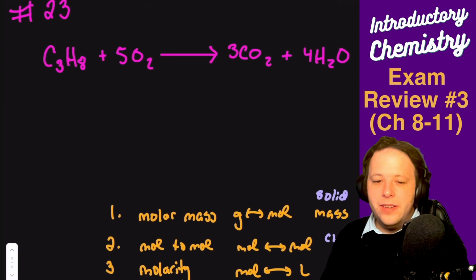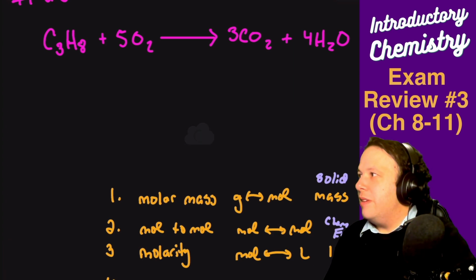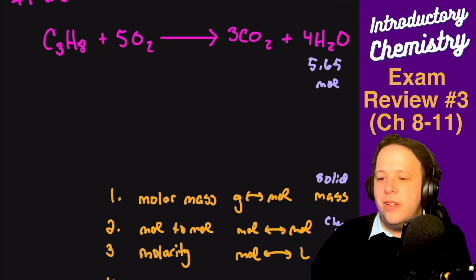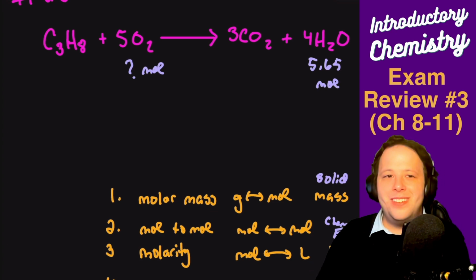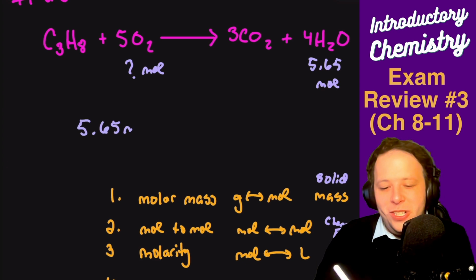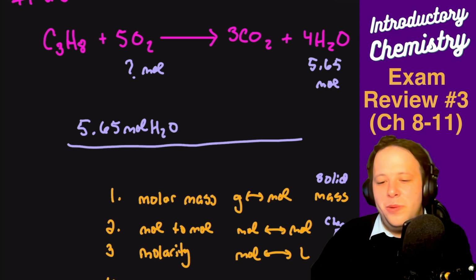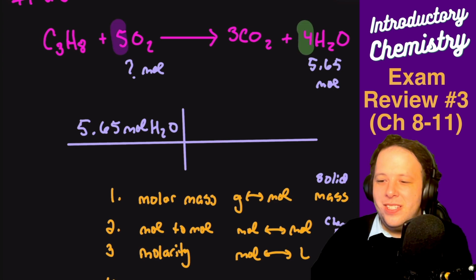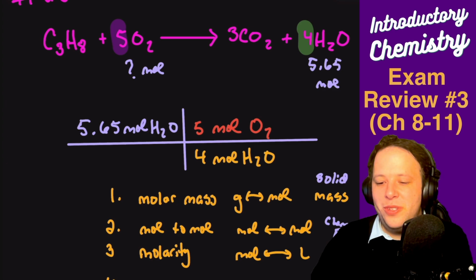That's moles to liters. Now this one, to bring up the prompt, it said we wanted to make 5.65 moles of water, and we want to know how many moles of oxygen there are. Well, all we have to do is a mole to mole conversion. So if we have moles of water, we want to convert to moles of O2. What are we going to use to do that? Well, we're just going to read our chemical equation. So if I have 4 moles of water, that is equivalent to 5 moles of O2.